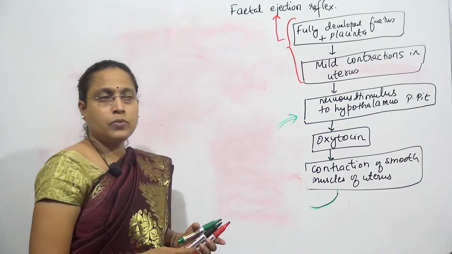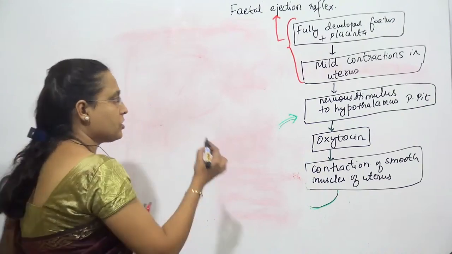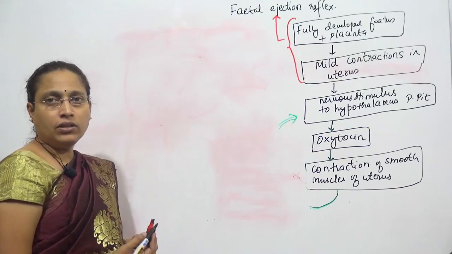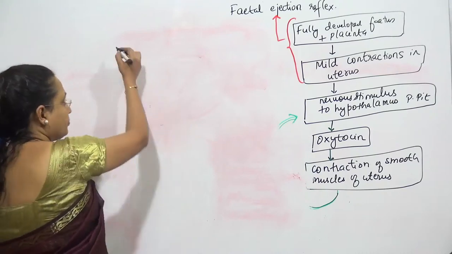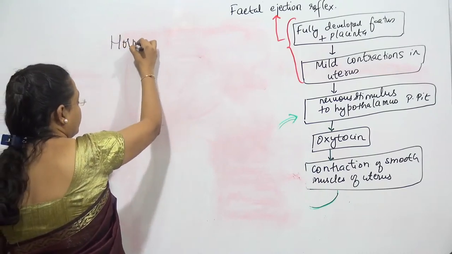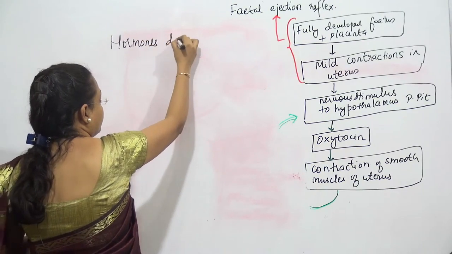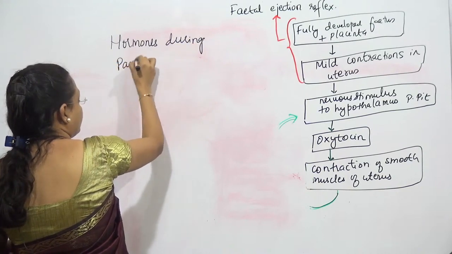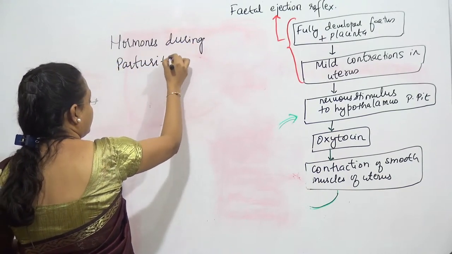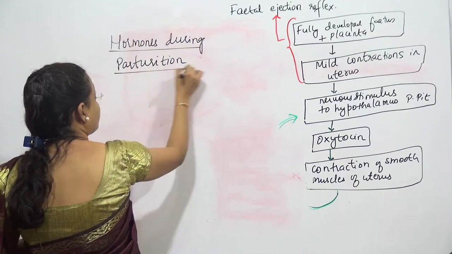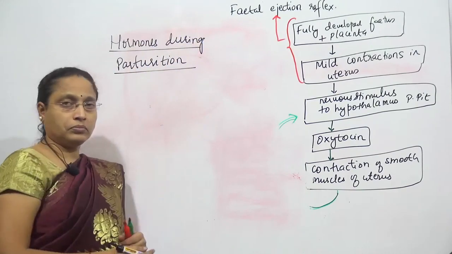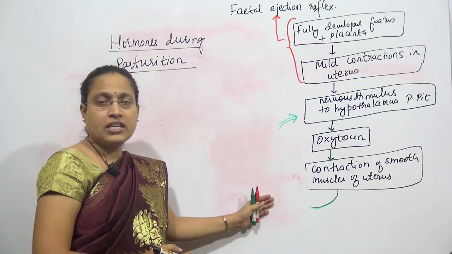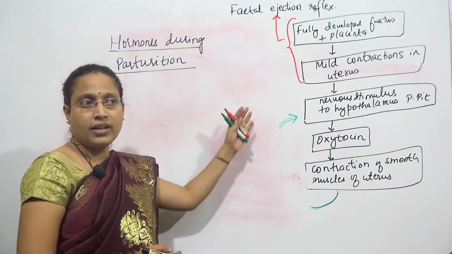Finally, briefly, I'll explain about hormones during parturition. Two of the hormones you already know. Additionally, there are other hormones that can affect the parturition process. So now, this was the brief process, how the delivery will occur.